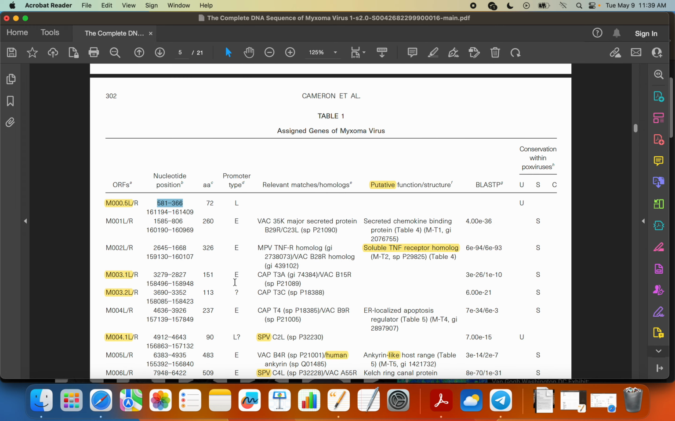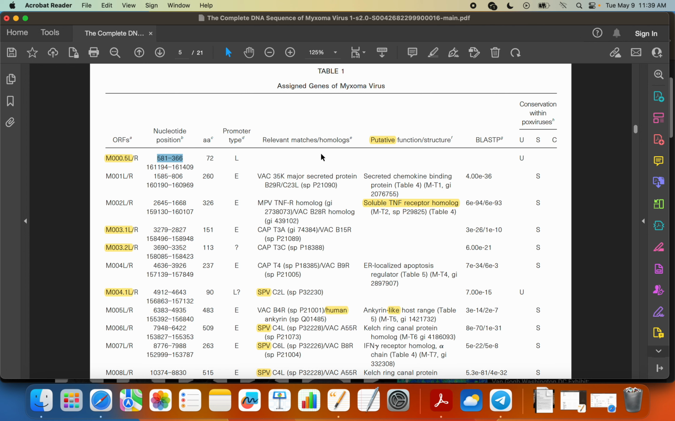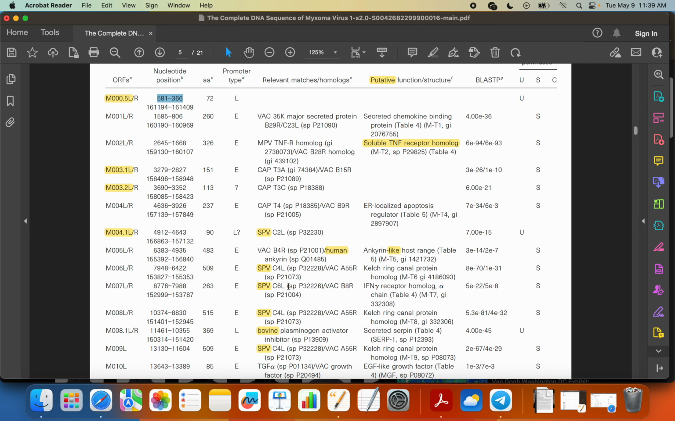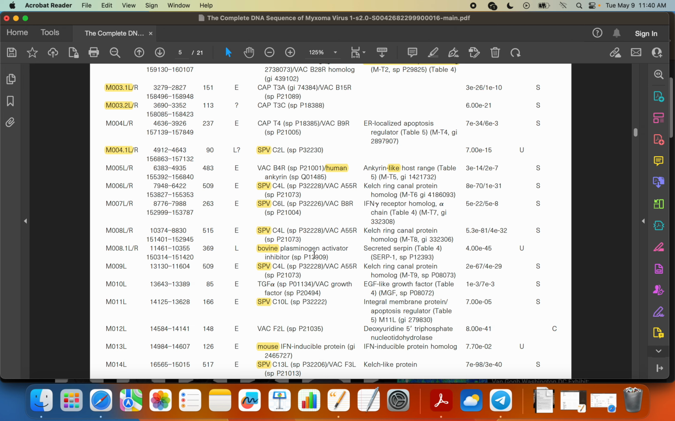And then, let's see, the relevant matches or homologs. This SPV is simian poxvirus. And so, for some reason, this Myxoma protein has a match with a totally different virus. And then it has a match with human protein, human ankyrin, and a bovine plasminogen activator inhibitor.